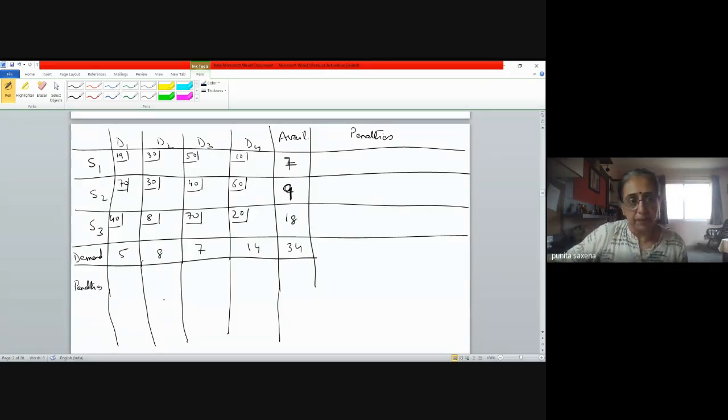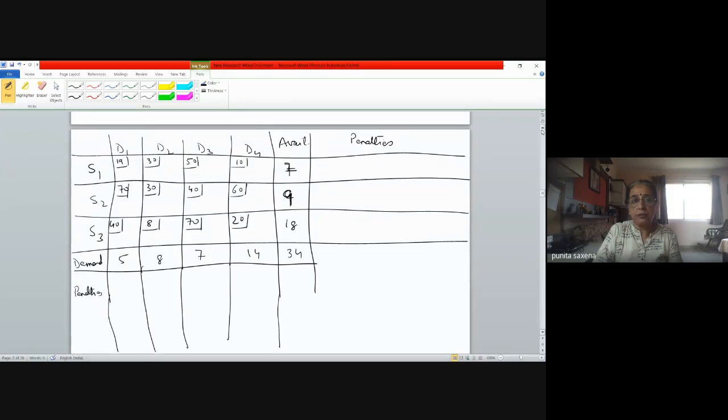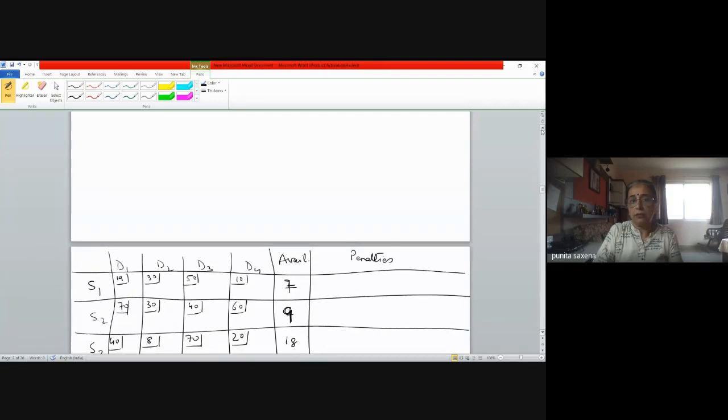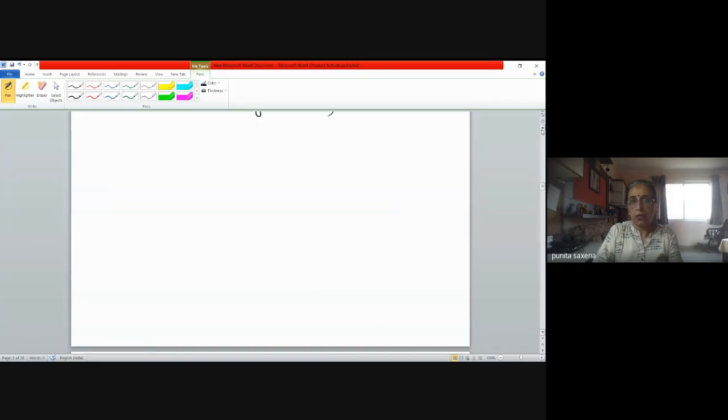first step of Vogel's method. It says that calculate the penalties for each row or column. Do you want me to write, or are you writing? I'll have to switch between the slides. That will be the only problem, though I can write for you and I want to write for you.